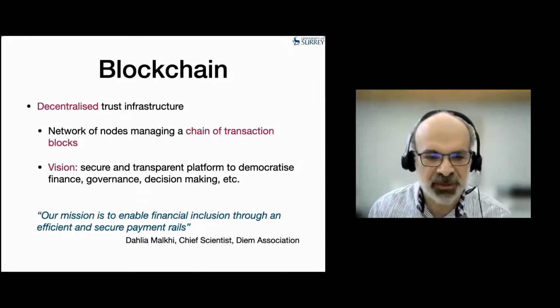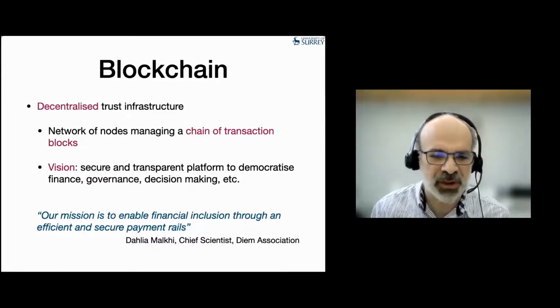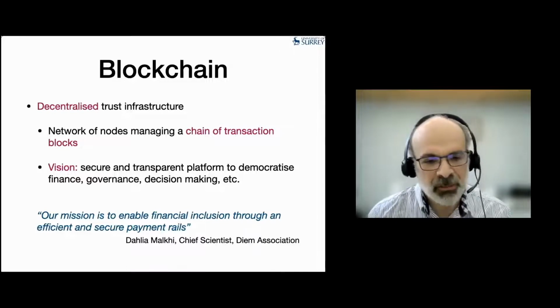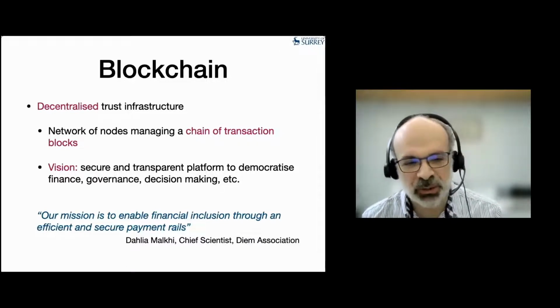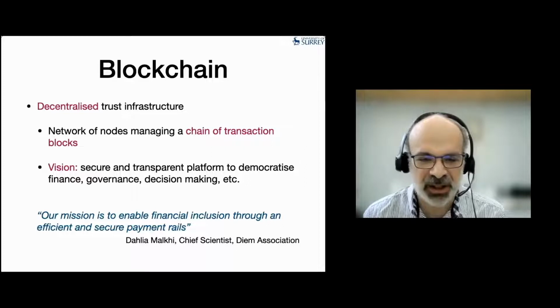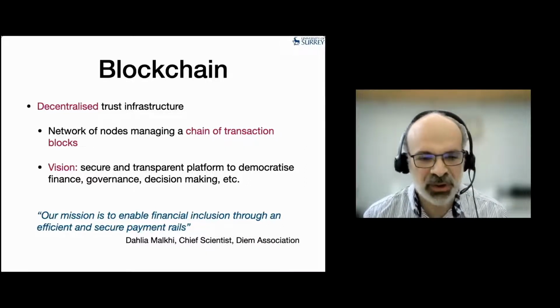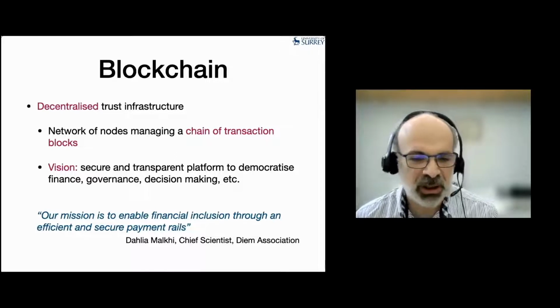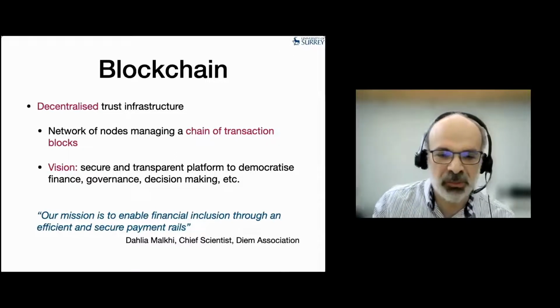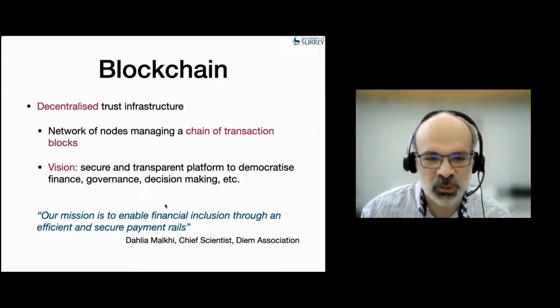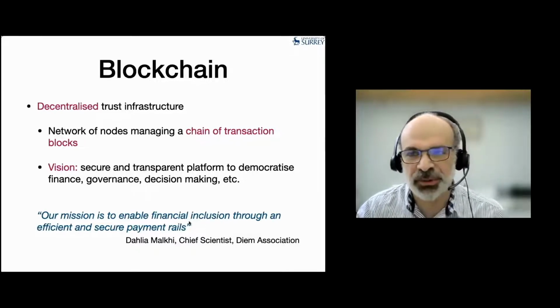Okay, so this is a quote from my former PhD advisor, Dahlia Malkhi, who is the chief scientist of the Diem Association: the mission of Diem is to enable financial inclusion through efficient and secure payment rails. So just notice these words, financial inclusion.